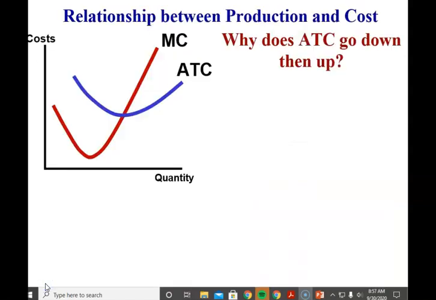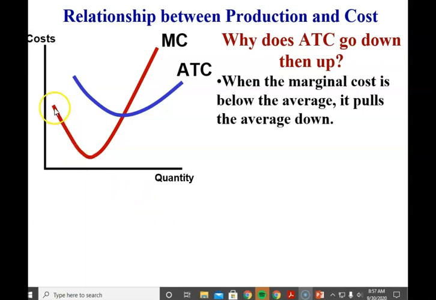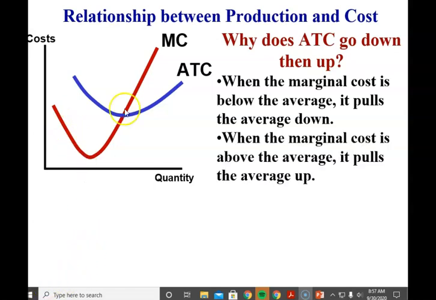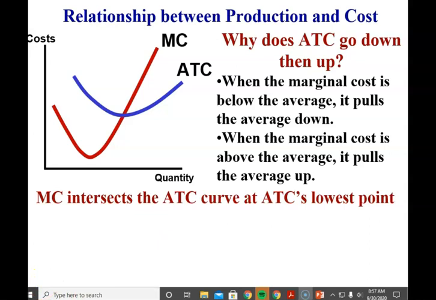Why does average total cost go down and then go back up? Notice that when the marginal cost curve is below the average, it's pulling the average down. But when the marginal cost curve is above the average, it's pulling the average up. The marginal cost and the average total cost curves intersect at the average total cost's lowest point.